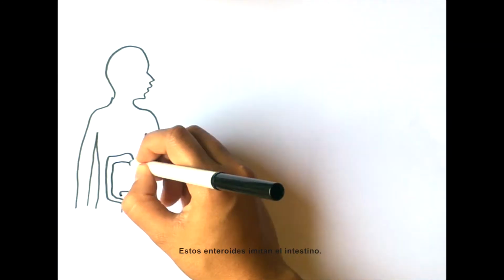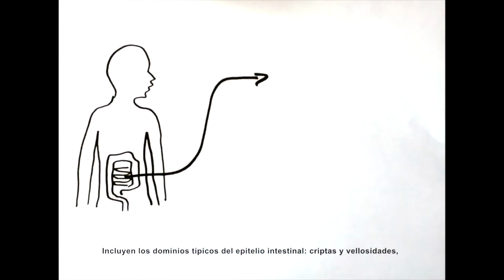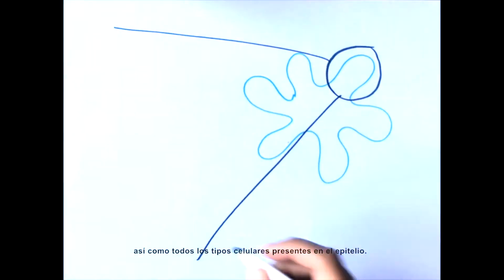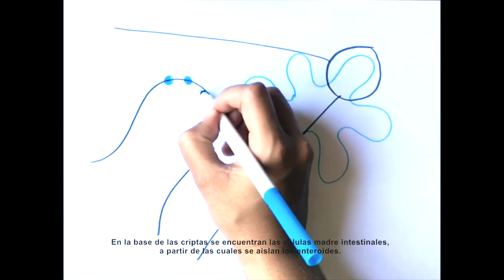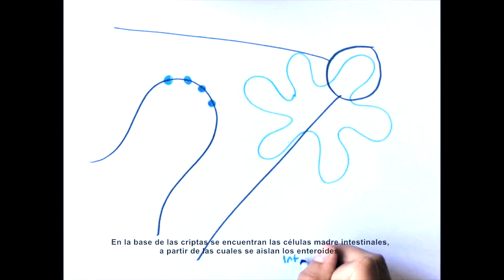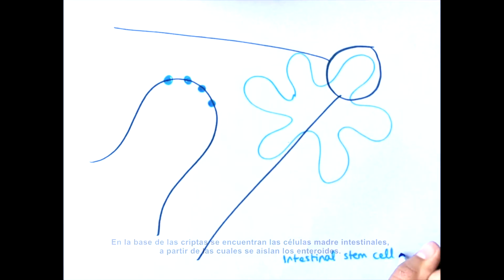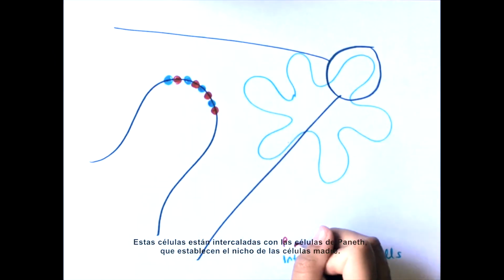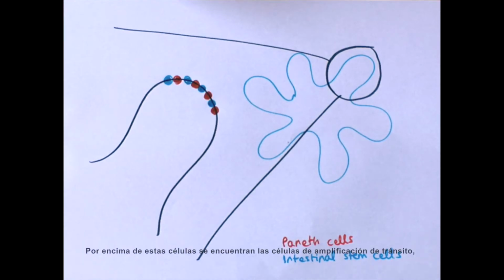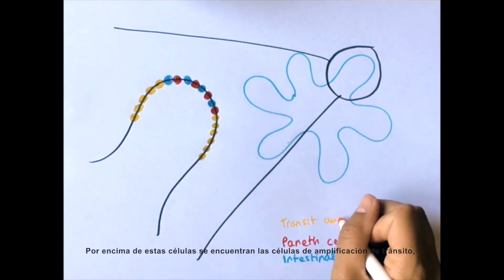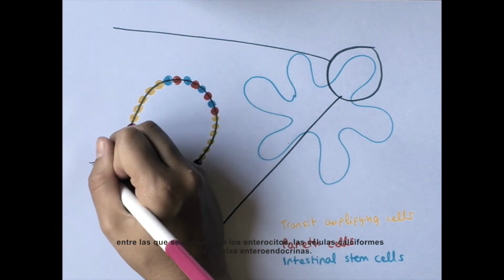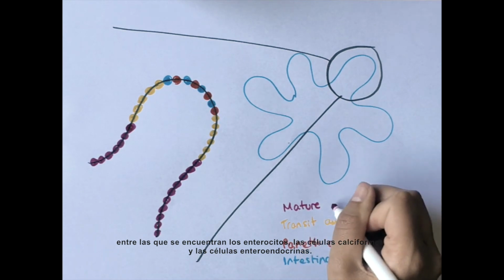The enteroids imitate the intestine. They include its characteristic domains, the crypt domain and the villus domain, as well as all cellular types of the intestinal epithelium. At the bottom of the crypt domain we find the intestinal stem cells, from which enteroids are isolated. These cells are intercalated with Paneth cells, which establish the stem cell niche. Above these cells we find the transit amplifying cells, which give rise to the mature cells, including enterocytes, goblet cells, and enteroendocrine cells.